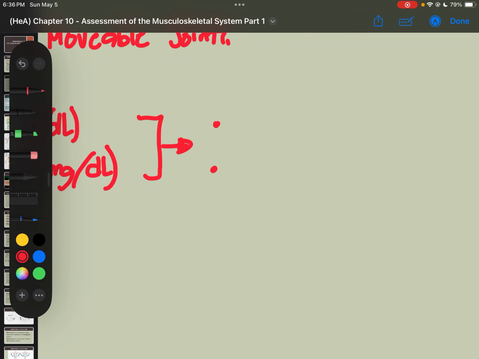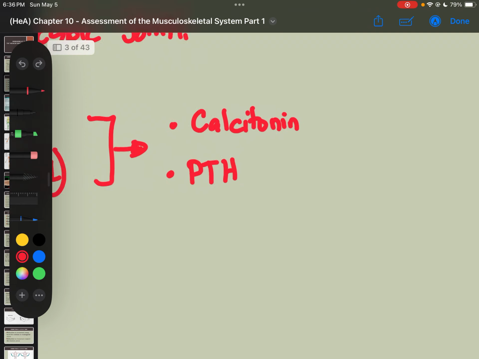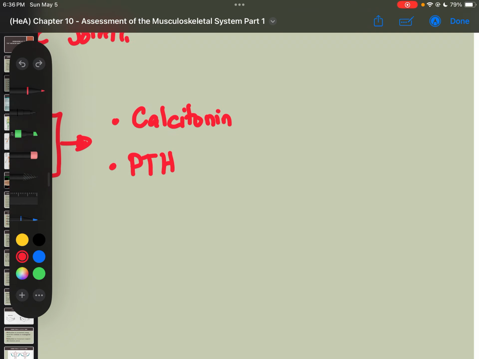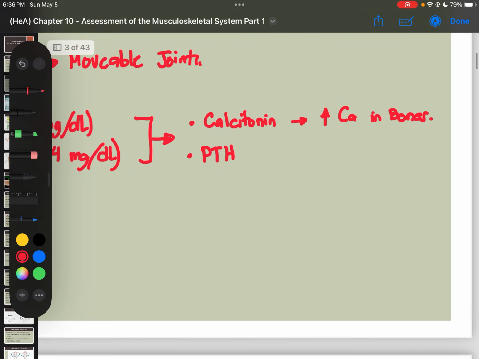Mainly, we have two hormones. The first is calcitonin, and the next is the parathyroid hormone. Calcitonin, class, is released in your thyroid gland, while your parathyroid hormone is released in your parathyroid gland. Calcitonin will increase calcium in bones, meaning if calcium in bones is high, it will make the bones more rigid.